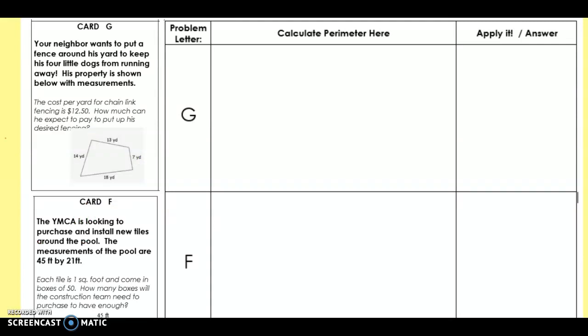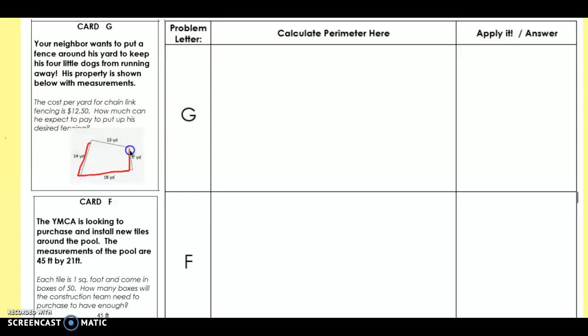All right, card G and card F. Those were the other two that we're going to go over that allow us to see how perimeter can help us solve a problem. So letter G, your neighbor wants to put a fence around his yard to keep his 4 little dogs from running away. His property is shown below with the measurements. So let's first start there and we're going to calculate the perimeter.